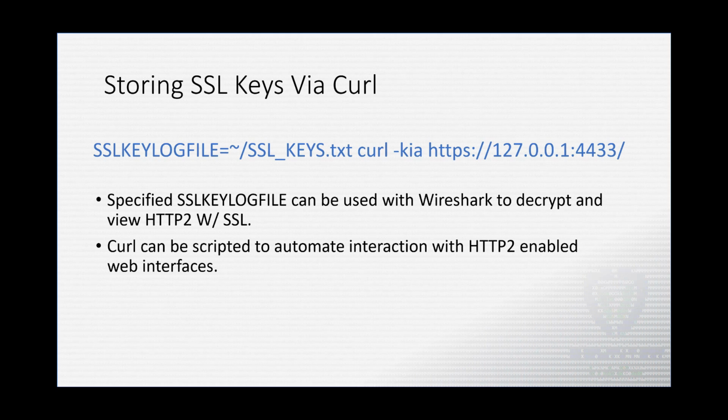So going back to what I was just saying, the SSL keylog file can be specified when we run our curl command, in which case we just give it the environment variable equals sslkeylogs.txt, and that's just an arbitrary flat text file location that you want to specify. And then curl and whatever parameters you want to pass it, including the URL of the HTTP2 enabled server.